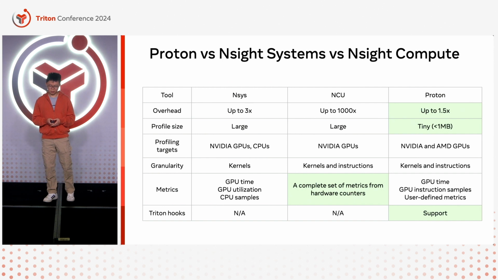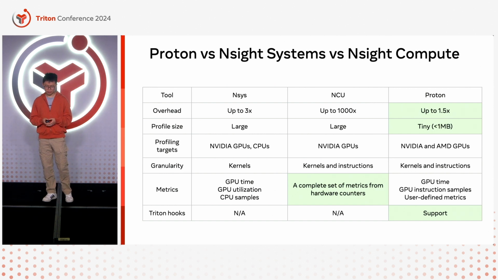Although Nsight Systems can support GPUs and CPUs, Proton currently only supports GPUs, but it supports both NVIDIA and AMD GPUs. So when you use Proton to profile the same Triton workload on different GPUs, you can easily compare their performance because we apply the same profiling tool. Regarding the granularity, Nsight Systems profiles individual kernels, and Nsight Compute profiles kernels and instructions within kernels. Proton also has profiling functionality for both kernels and instructions.